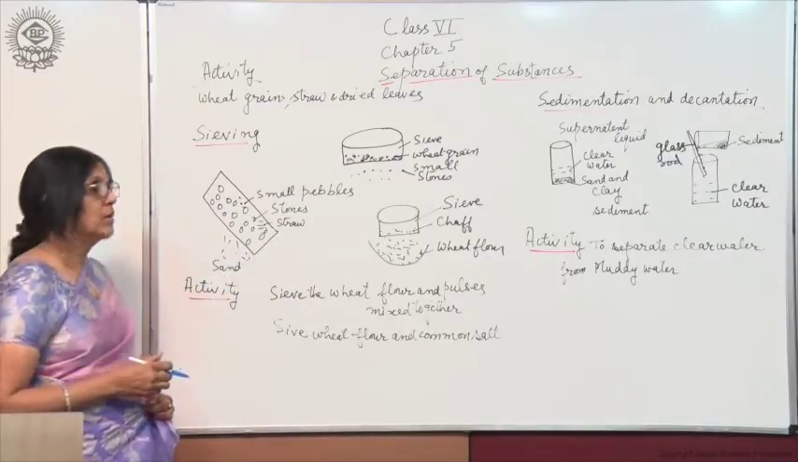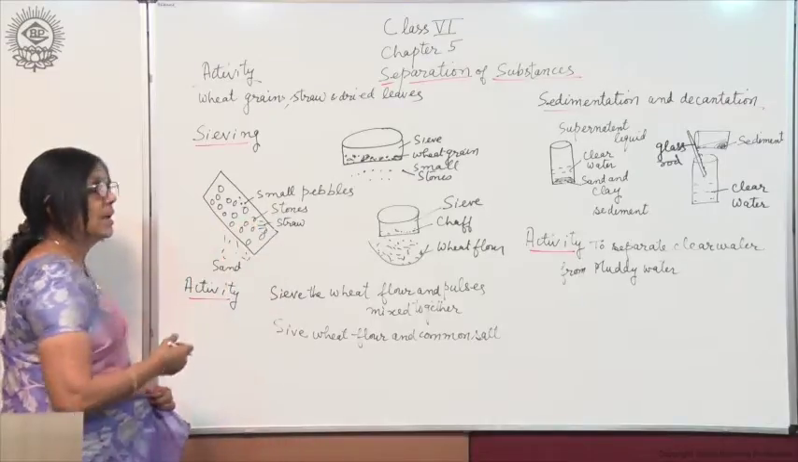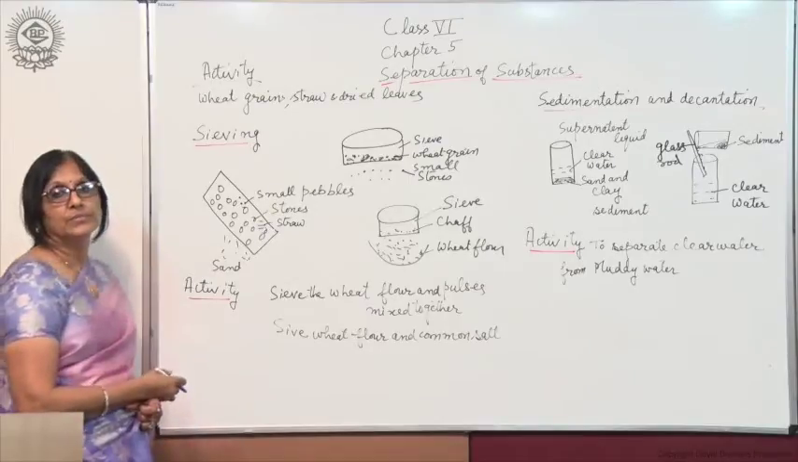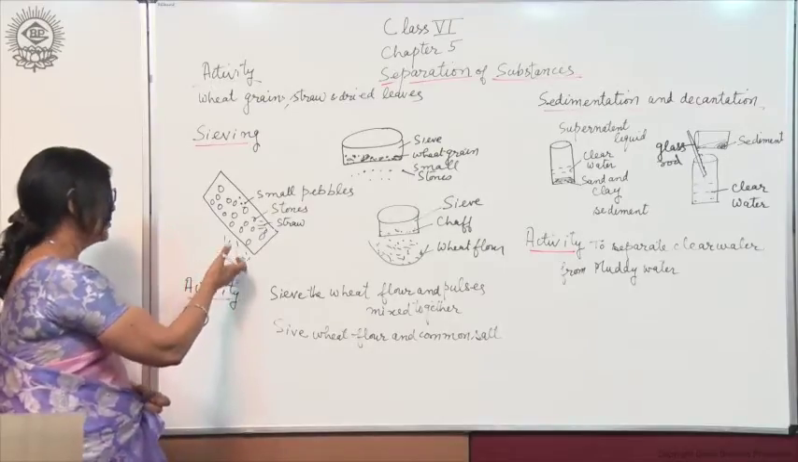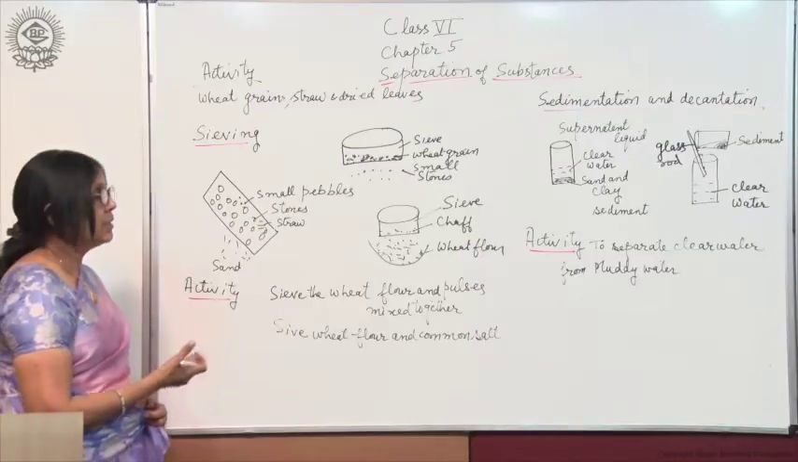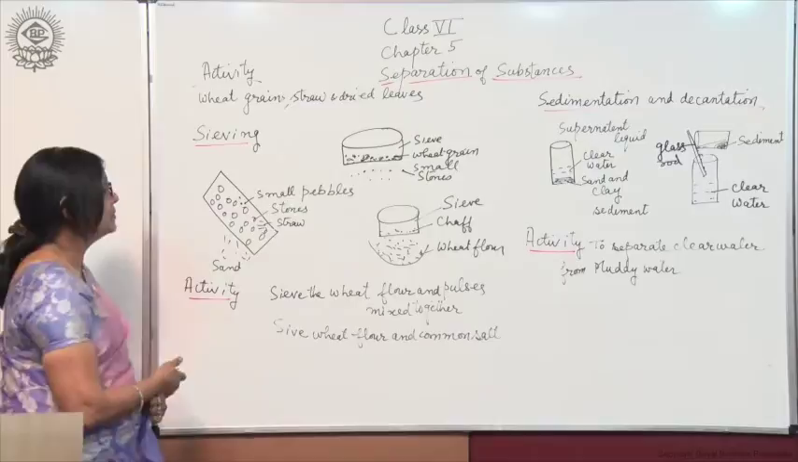Particles are very small, so sand particles pass through the sieve and the small stones and straw and pebbles remain on the sieve. So, this sand, when it is separated from these pebbles and straw and stones, can easily be used for the construction work. So, sieving is a very simple method.